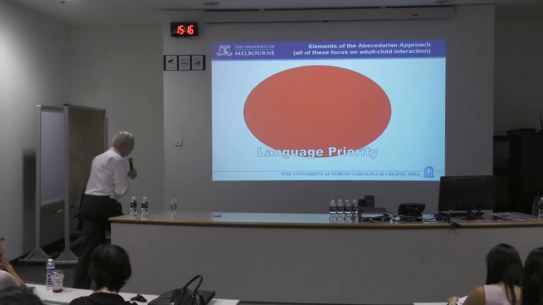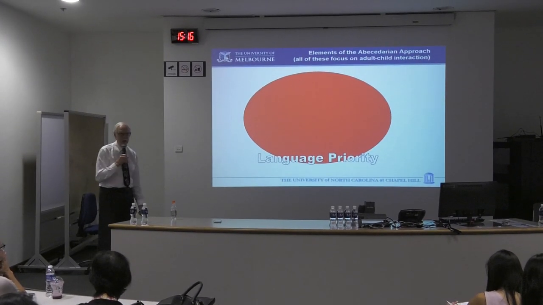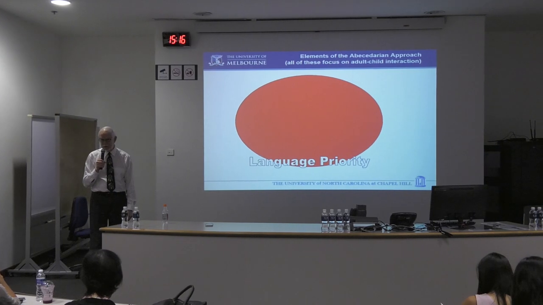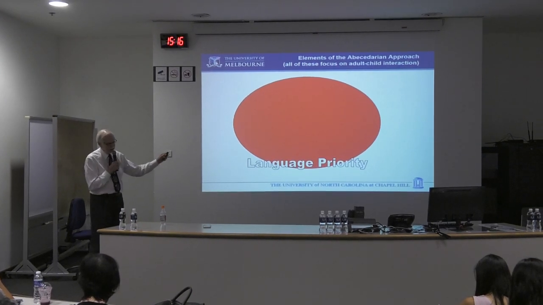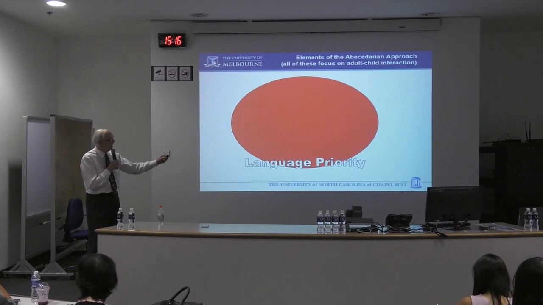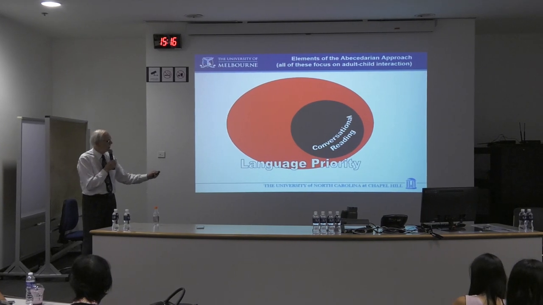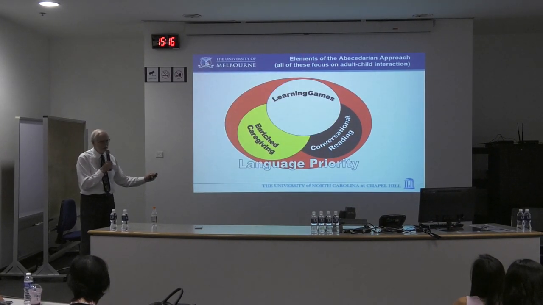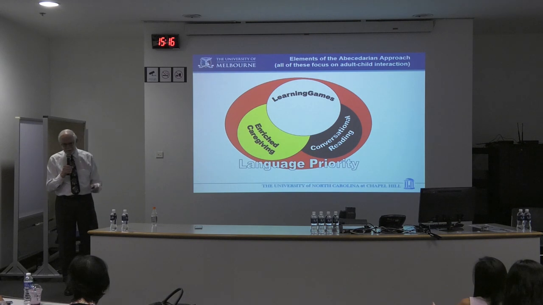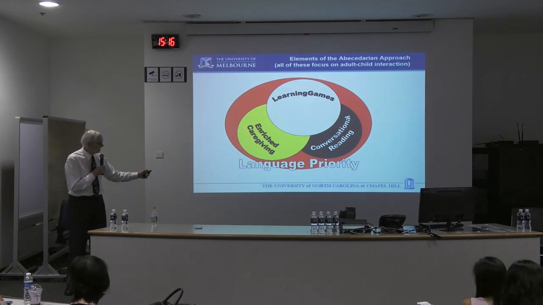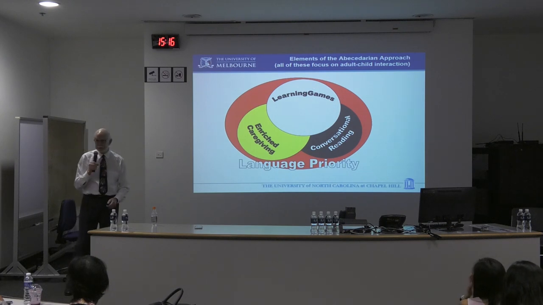Okay, this is my visual picture of those four elements that I just talked to you about. The first one is language priority, and I think of that as a big red circle conceptually. And then there's conversational reading, and there's enriched caregiving, and there are learning games. And all of these things at the top are different ways of doing language priority.